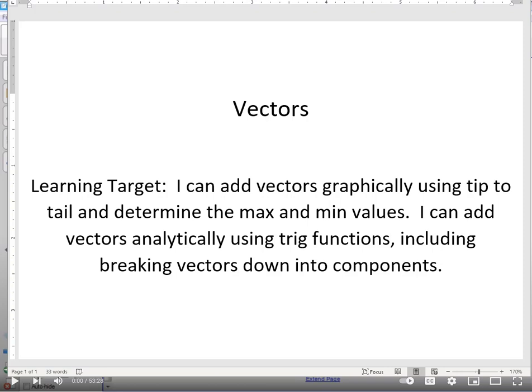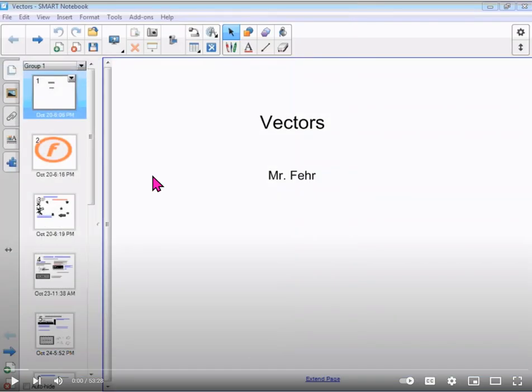In the original recording, we were not clever enough to include learning targets, because how can you possibly hope to learn without a learning target? Here it is, learning targets about vectors. I can add vectors graphically using tip to tail and determine the max and min values. And I can add vectors analytically using trig functions, including breaking vectors down into components. Let's do this.